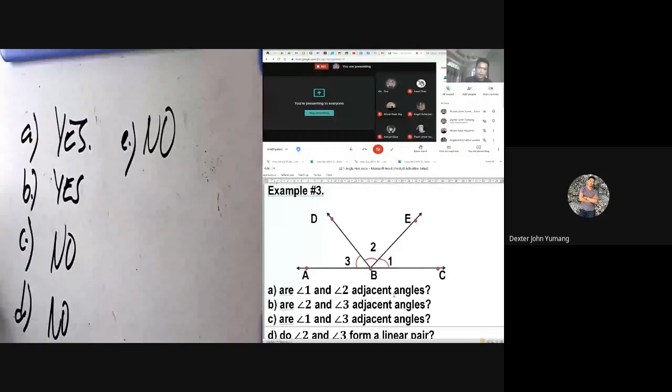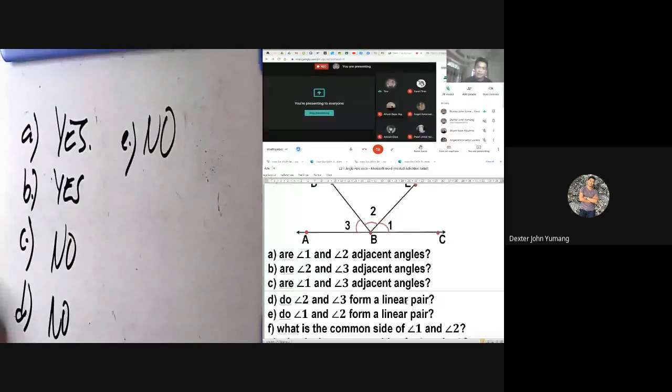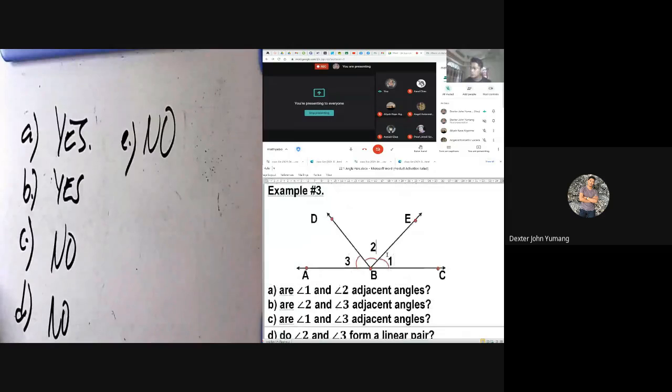Letter F. What is the common side of angle 1 and angle 2? When you say common side, ano daw ang pangalan nung napagitnaan na line? Take a look at angle 1 and angle 2. Okay, tingnan nyo ha. Kung makita nyo sa screen, ito po yung si angle 1, yung naka-highlight ng blue, si angle 2 naman yan. Ano yung napagitnaan nila na line? I-highlight ko siya. Yan yung napagitnaan nila na line. Ito red.